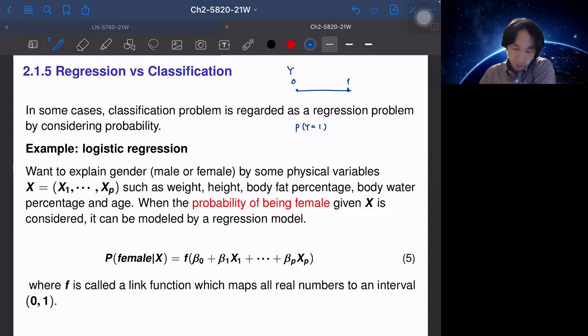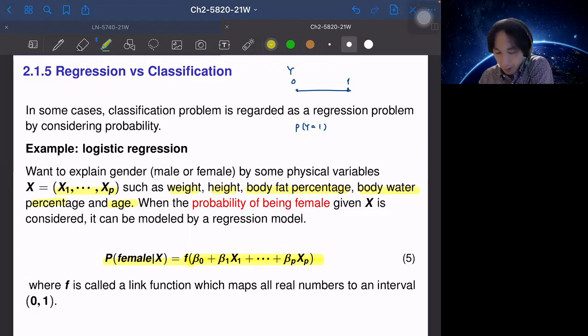Yeah, so if we have predictors x1 to xp, then we can think about, okay, so based on weight, height, and the body fat percentage and body water percentage and age, we would like to decide that person is male or female, then we can develop this model. Probability of female, given the data, as the function of the linear combination of x1 to xp.